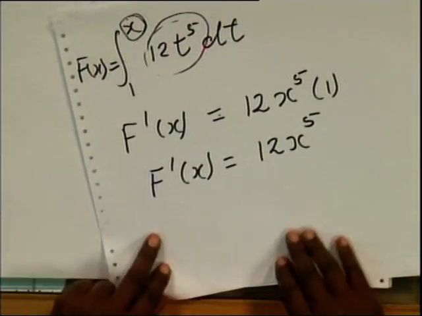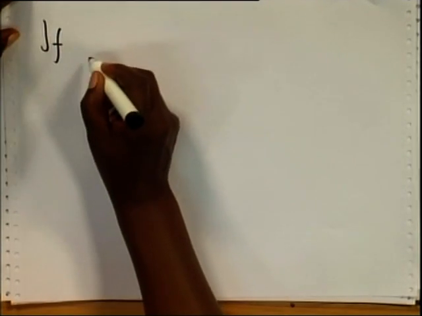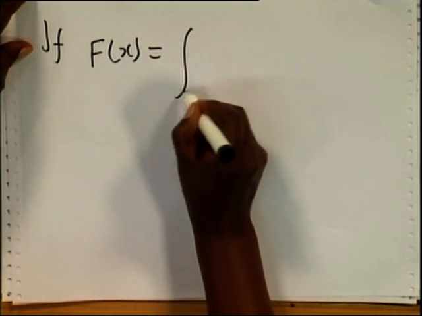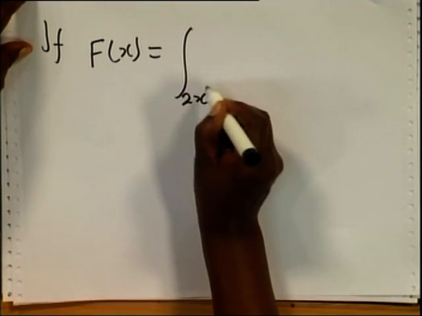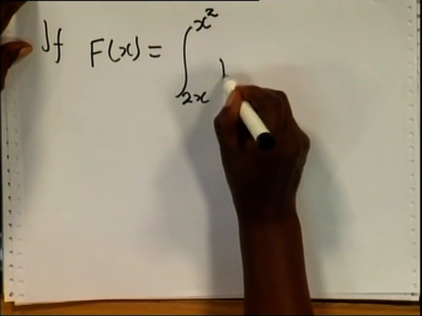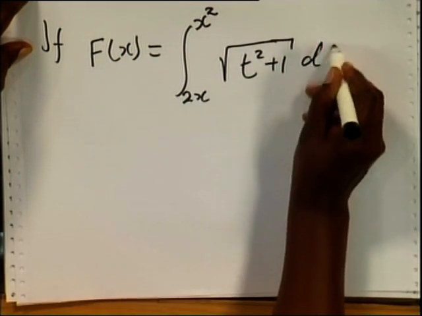So another example, which is more complicated maybe, is this one here. This is where I want you to pay attention, even if you don't write anything. Now you have, if F of x is given as the integral from 2x up to x squared of the square root of t squared plus 1 dt.